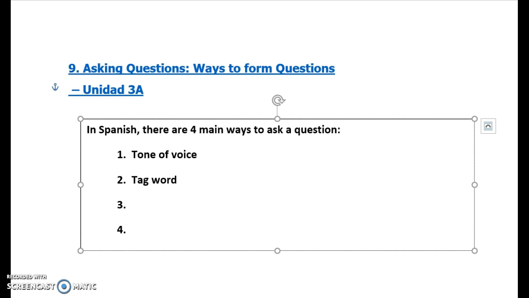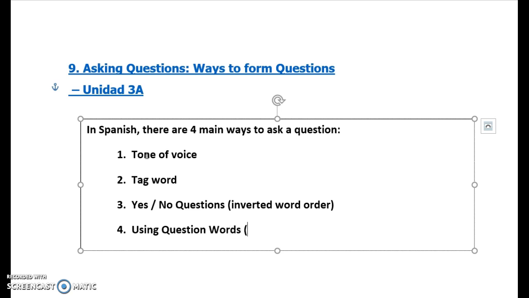Three and four we're going to focus on most. This is going to be a little more complicated for us. We're going to talk about yes/no questions, and how we use inverted word order, which you don't realize you do in English all the time. There's just a place that's going to be a little different for us. And last but not least, using question words, or we have that fancy term, interrogatives, or interrogativas.